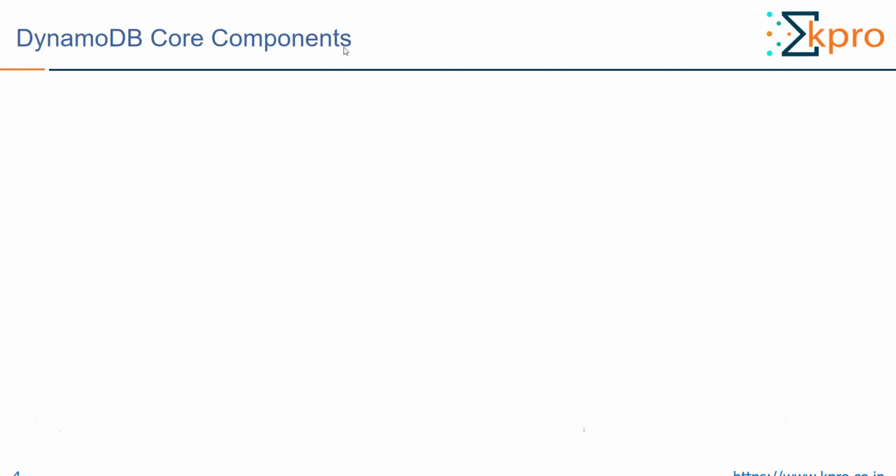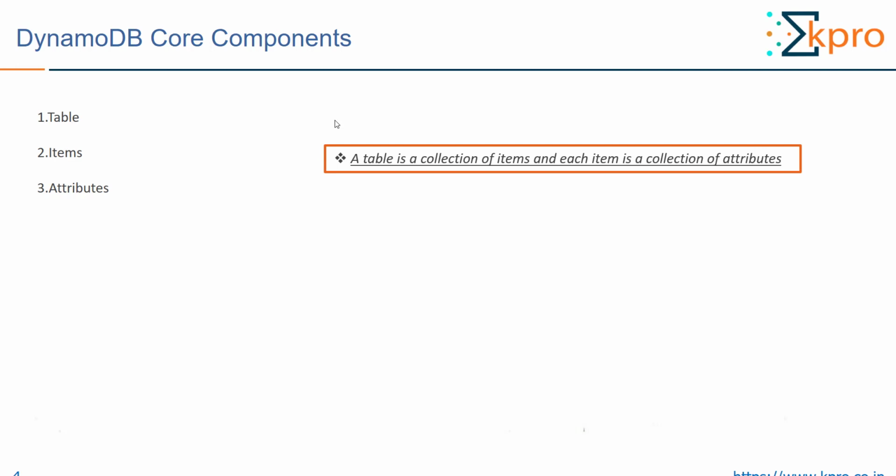DynamoDB core components. Every DB has core components. So what are the core components in DynamoDB? Table, item, and attributes. A table is a collection of items and each item is a collection of attributes. So the table, item, attribute: a table is a collection of items and each item is a collection of attributes.